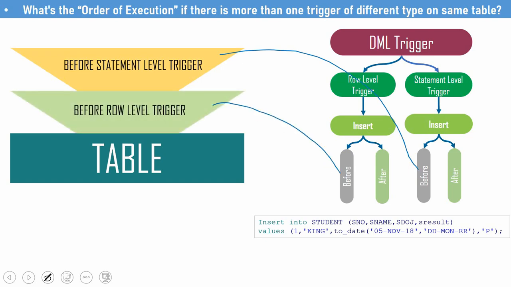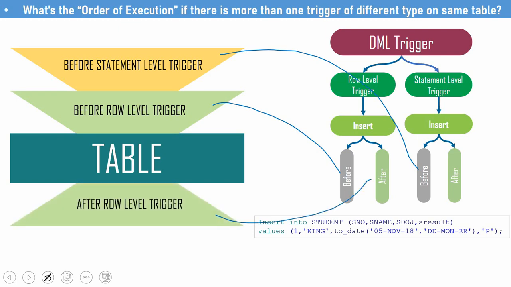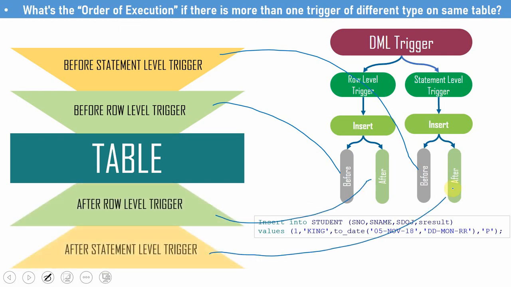Then followed by the actual insert operation, followed by the after row level trigger, and then followed by the after statement level trigger. So this is the order in which the triggers will get fired if more than one trigger exists on the same table. Fine.